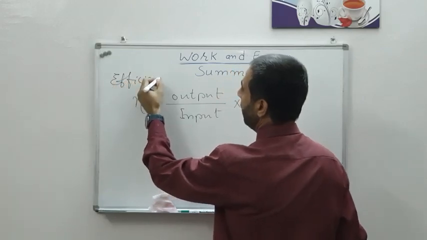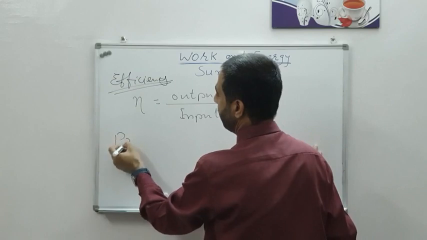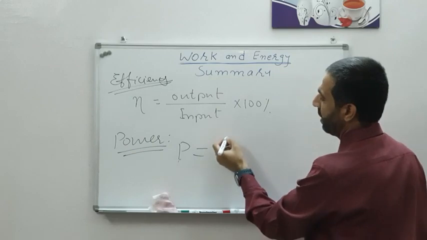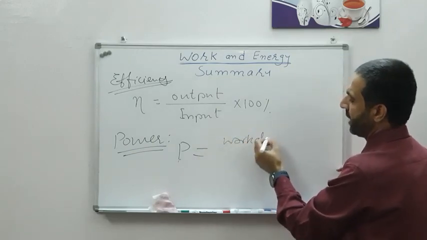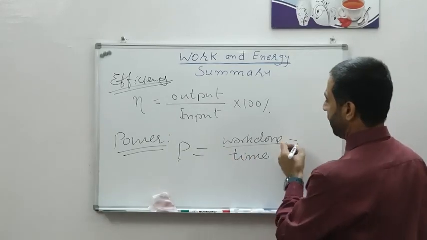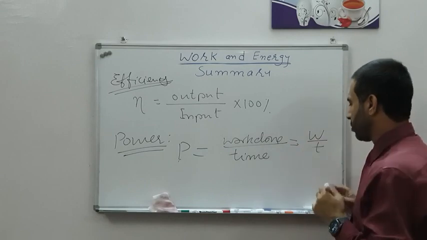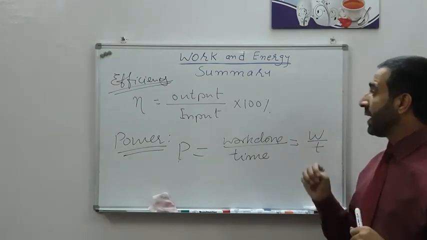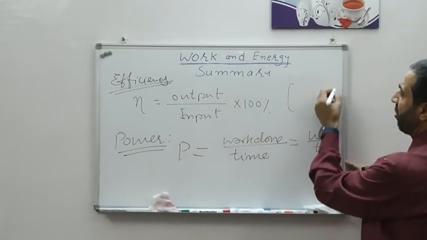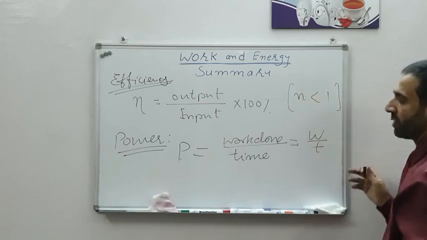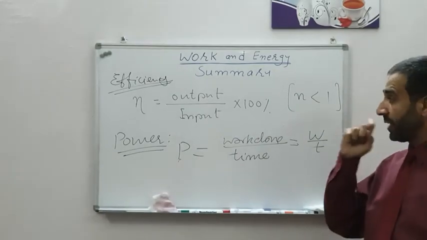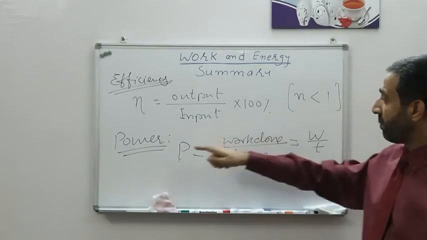And then I told you about power also. Power is the ratio of the work done to the time taken in which the work is done. Power is W by T. Here I told you that efficiency has no unit. It is a pure number less than 1. For all real machines, efficiency is less than 1, while power does not have to be. Power may be greater than 1, right? Both are positive, and for mechanical powers they are positive.